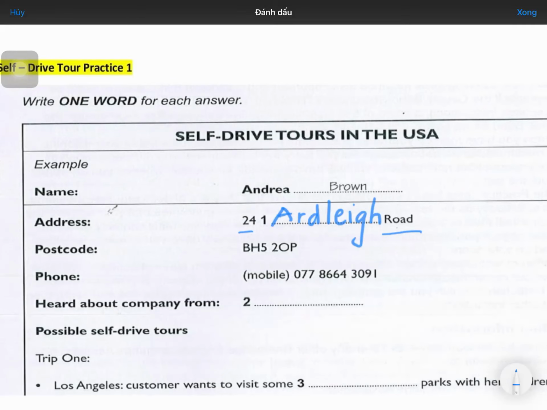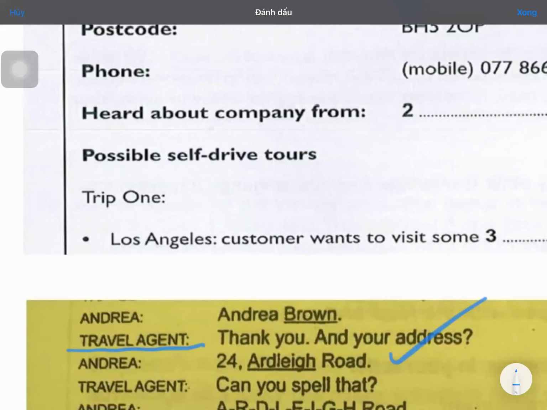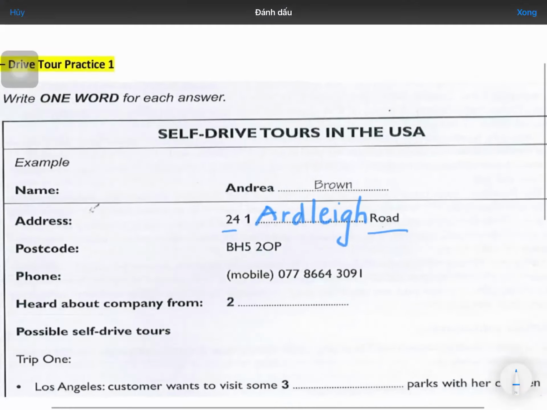So now we'll see here. Exactly, the answer is totally correct. This lady, Andrea Brown, called a travel agent, a man, right? And the man asked her about her address, and her address is 24 Artley Road. And your spelling is totally correct, Đức Anh. Thank you. And then we move on.